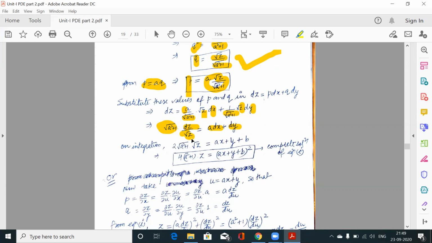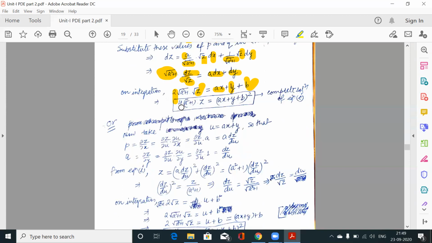So what is the integration of dz over square root z? It is 2 square root z, equals a x plus y, plus 1 integrating constant. I have simply now taken the square of both the sides. So 4 into a square plus 1 into z is equal to a x plus y plus b whole square, to make our answer in the simplest form. Otherwise this answer is also okay. So this is the complete solution.